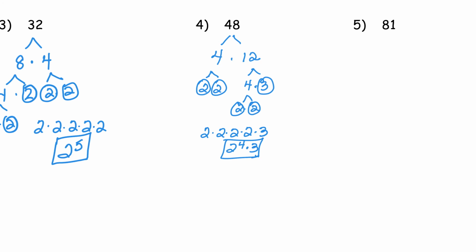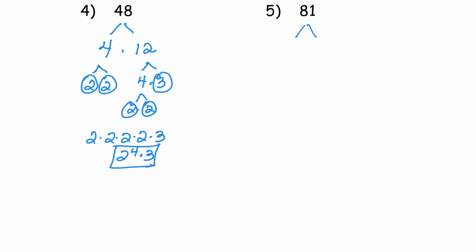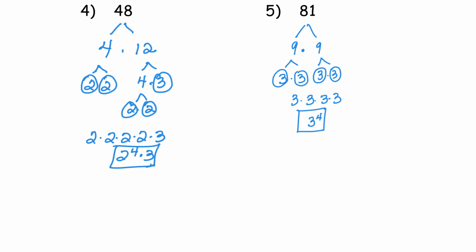And let's check number 5. Number 5 is 81. Let's pick 9 times 9. Give it a pause and try to do the prime factorization. Pause the video now. And with that, you can see it's 3 times 3 times 3 times 3, which is equal to 3 to the 4th power. Hope you did well with that one.